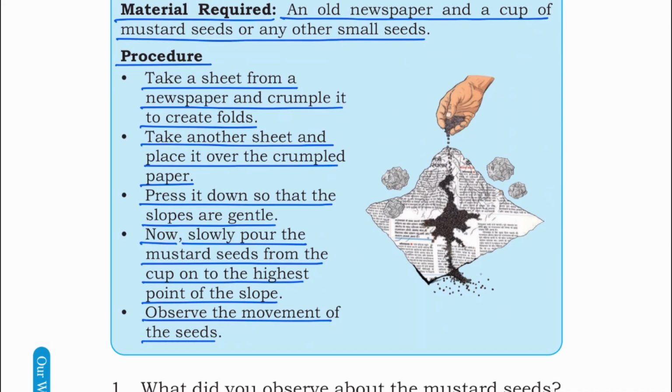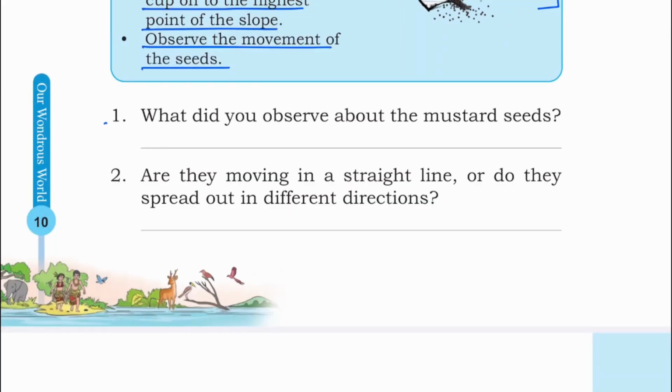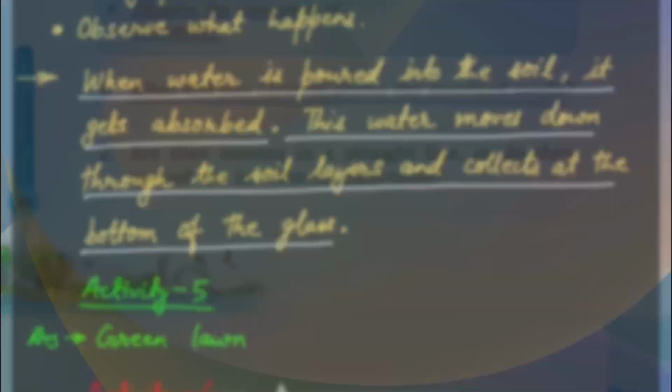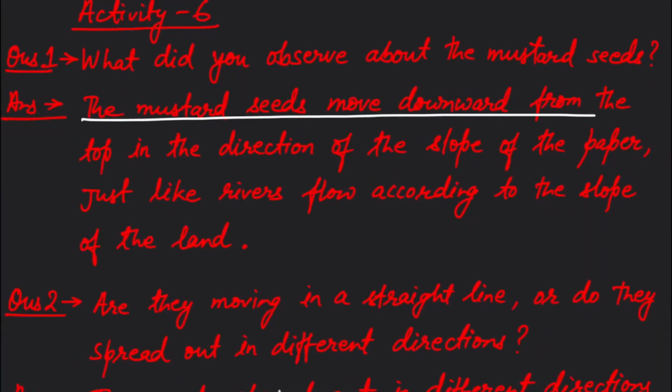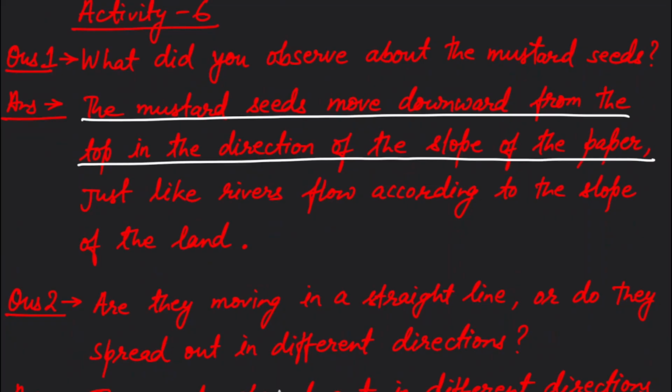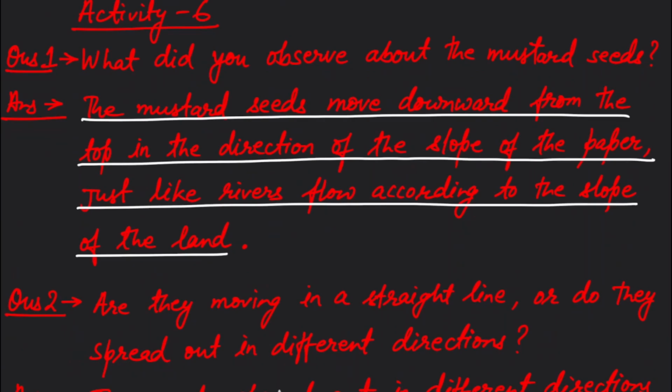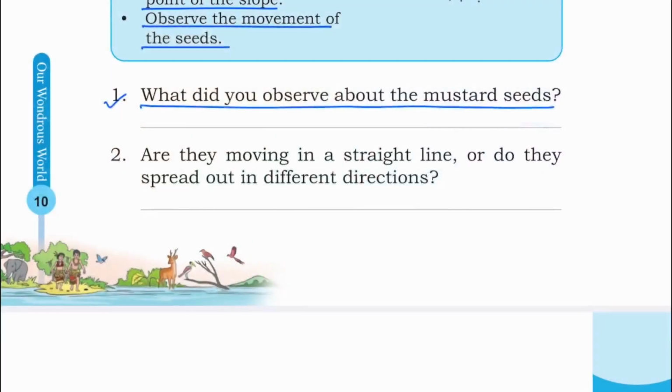Observe the movement of the seeds. You can see this activity here. 1. What did you observe about the mustard seeds? You can write like this. The mustard seeds move downward from the top in the direction of the slope of the paper, just like rivers flow according to the slope of the land.